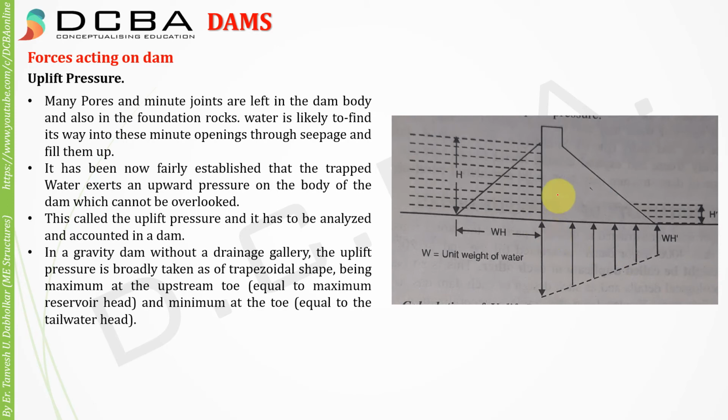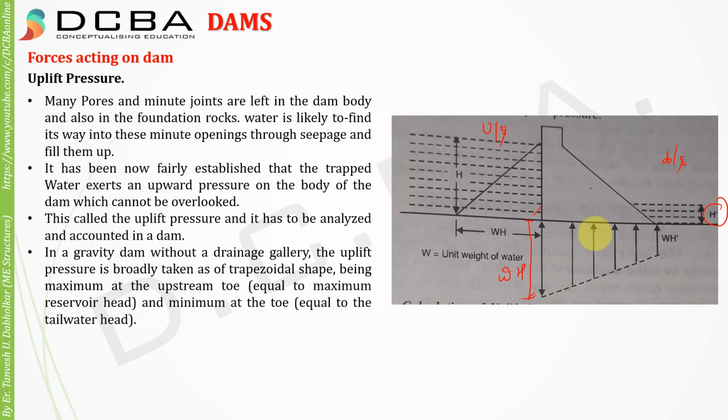Now the nature of that pressure is trapezoidal, and it is the maximum at this point, which is equal to W into H. So this is also W into H, and at this side it is W into H dash. H dash is nothing but the height of the water on this side, and H is the height of the water on the upstream side. So this is downstream, this is upstream, and that trapezoidal variation is there. If this pressure keeps on exerting on the dam, it will try to uplift the dam, right?